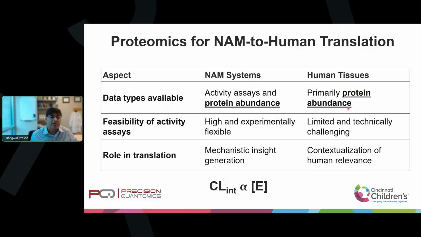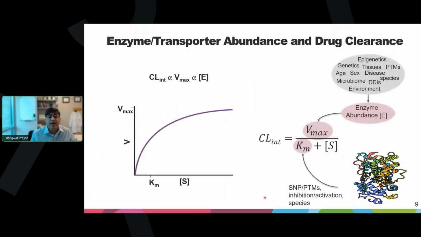Also, when it comes to feasibility of the translation, we can clearly see that protein-based characterization will help us in this translation, as in drug metabolism or drug clearance and disposition. The intrinsic clearance certainly depends on the expression or abundance of that particular enzyme or transporter. So here is what I was showing in the previous slide, that in biochemistry, the intrinsic clearance is directly proportional to the Vmax.